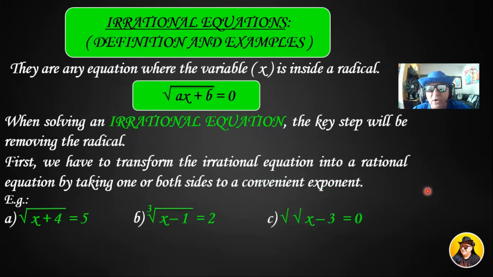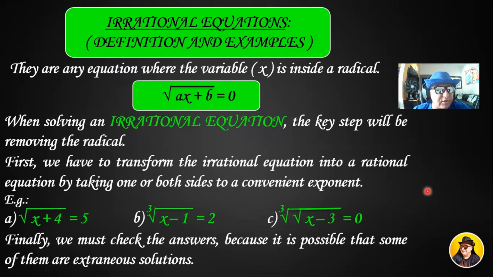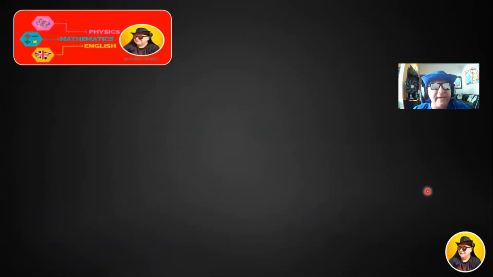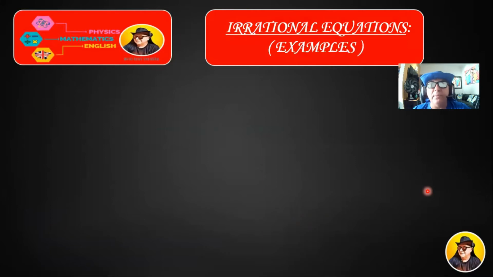And example C: the cubic root of the square root of x minus 3 equals 0. We are going to solve these A, B, and C questions. So finally, we must check the answers because it is possible that some of them are extraneous solutions. All right. So let's see some examples about solving the irrational equations.